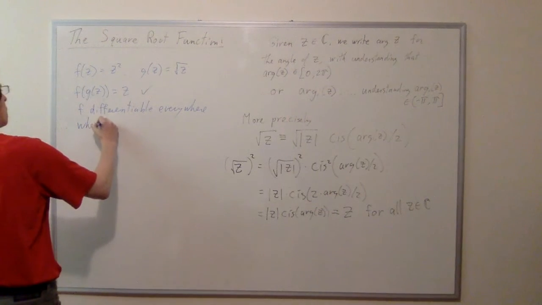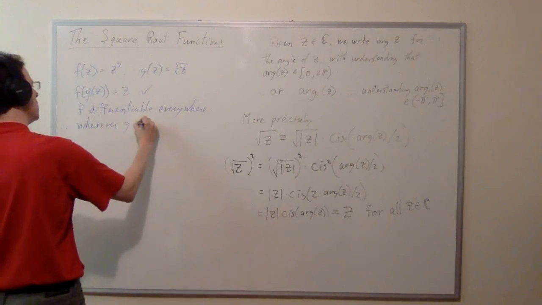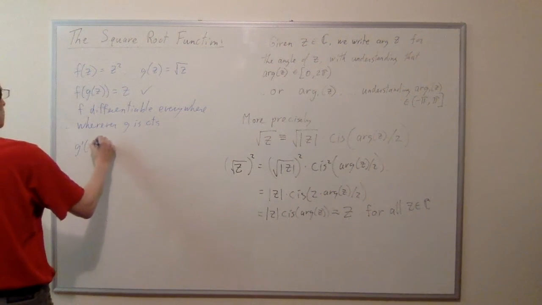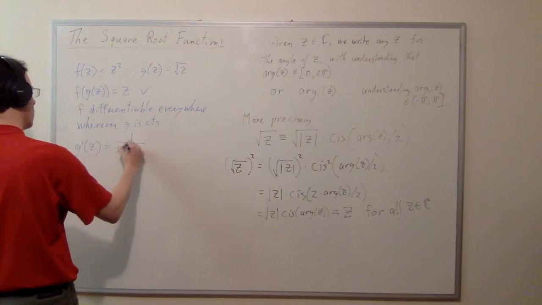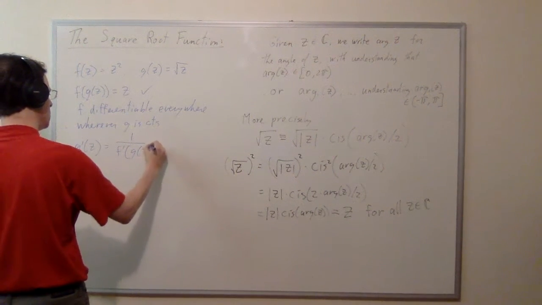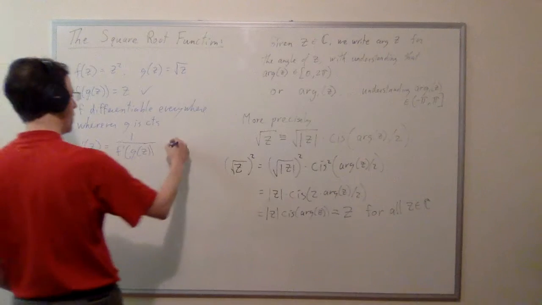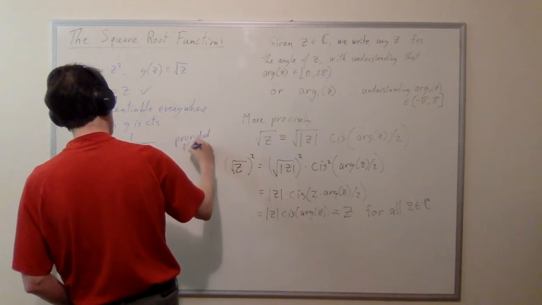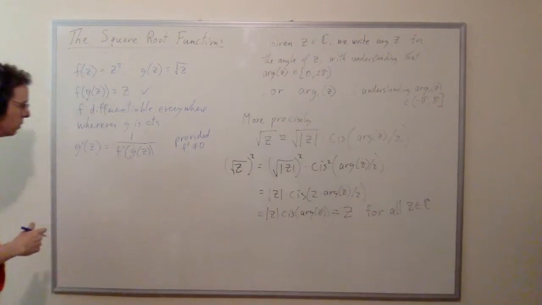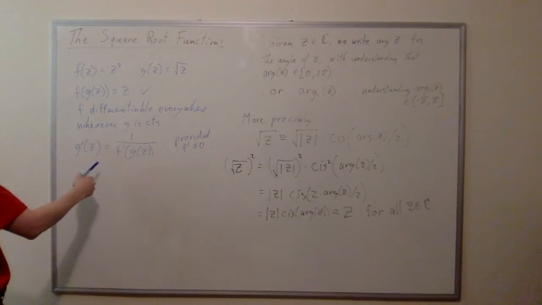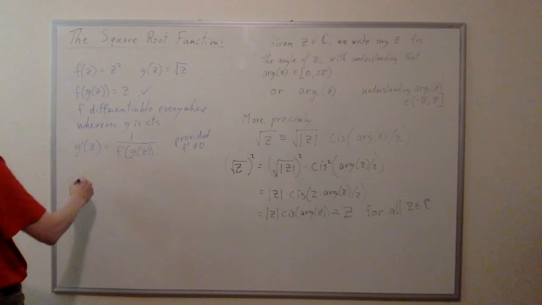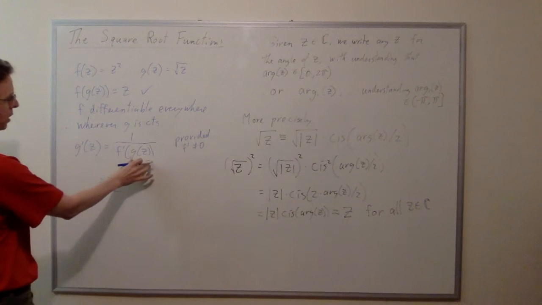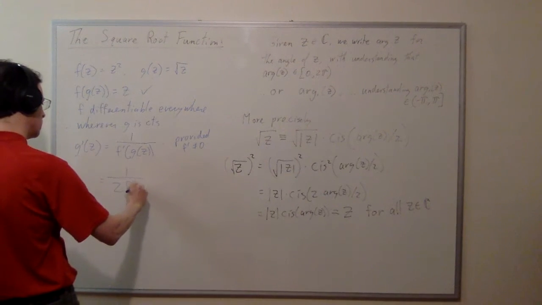We can conclude that wherever g is continuous, the derivative g prime of z is going to be 1 over f prime of g of z. And let's calculate what that is. I actually have one more proviso here, provided f prime is not 0. So let's calculate what that is. The derivative f prime is simply 2z. So that's 1 over 2 evaluated at the square root.